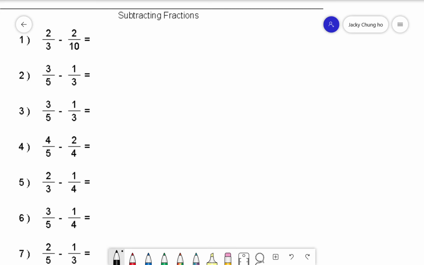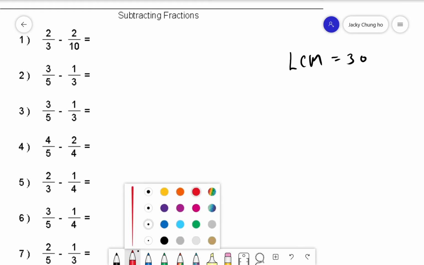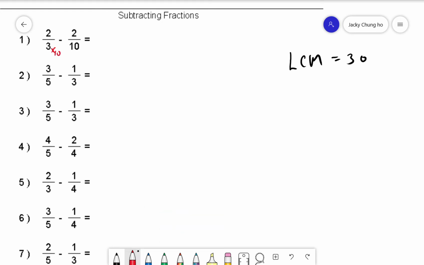Number 1, we have 2 over 3 minus 2 over 10. Again, same thing as you do with fraction additions. You have to find the LCM. In this case, between 3 and 10, the LCM has to be 30. So you should multiply the first fraction by 10 and the second fraction by 3.